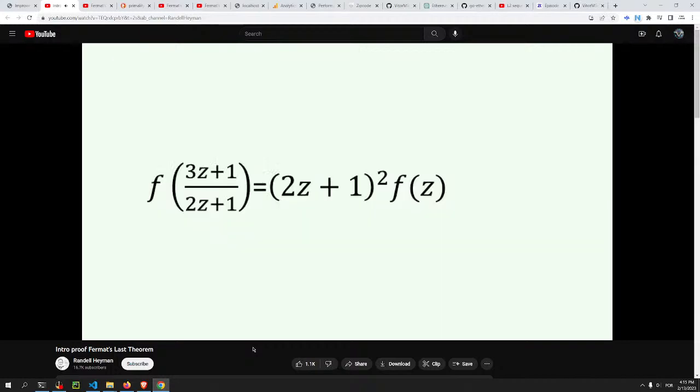So here's an example. We may have a function such that f of (3z plus 1) divided by (2z plus 1) equals (2z plus 1) squared times f(z) for all z. And this would be a modular form of weight 2. We say 2 because we've got a 2 up here.